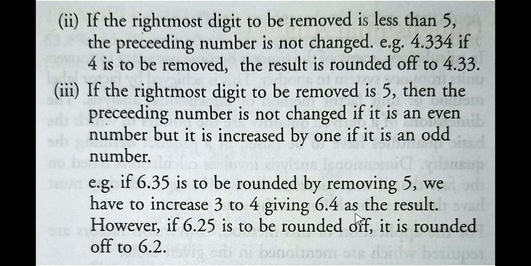Okay. However, if 6.25 is to be rounded off, that is, if we have to remove 5, the result is 6.2. The 2 remains the same. Why? Because 2 is an even number. This is the rule. Okay. Now I think you can understand the rounding off also. So we are coming to the end of today's class.